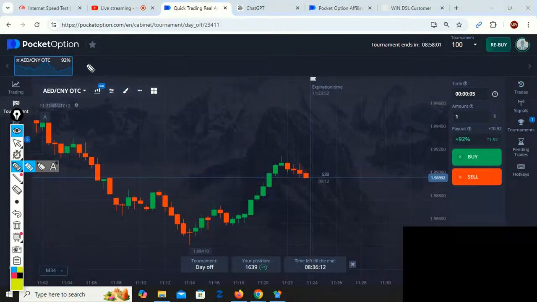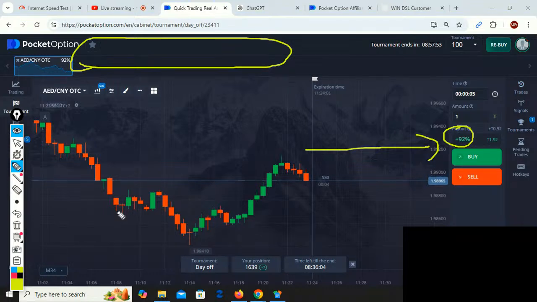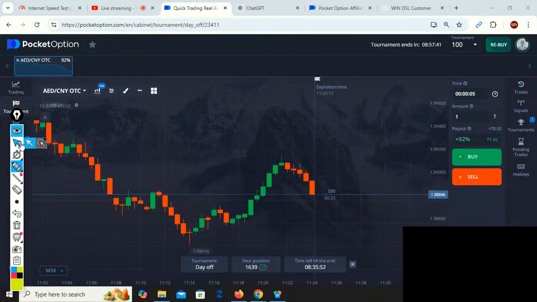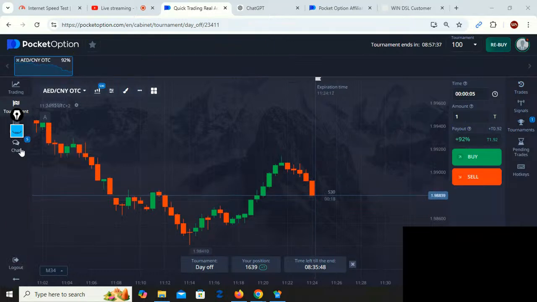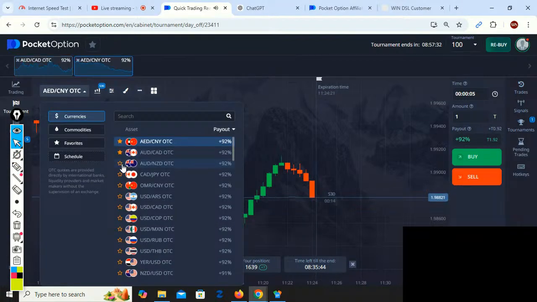Next, you should add as many pairs over here to your favorites, having at least a 90% payout return ROI, because the strategy will not work if you are trading an asset that has anything below 90% ROI. So let's go ahead and add as many 90% plus pairs to our favorites for quick access.